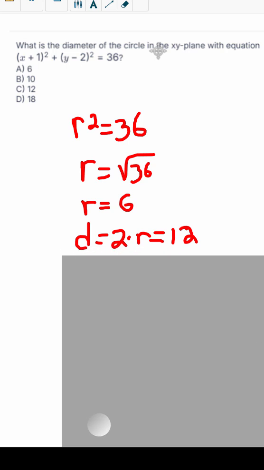Okay, so that's a close look at two examples of the kind of question that the College Board asks, where you have to find the diameter from the h, k form of the circle.